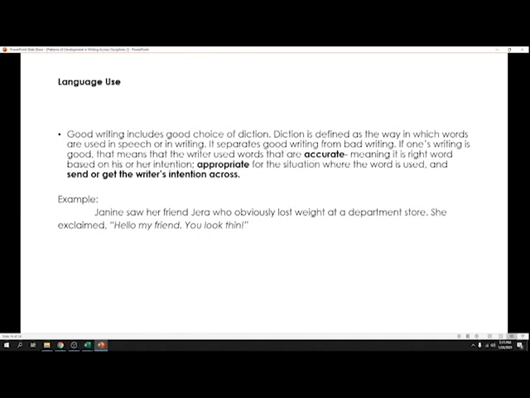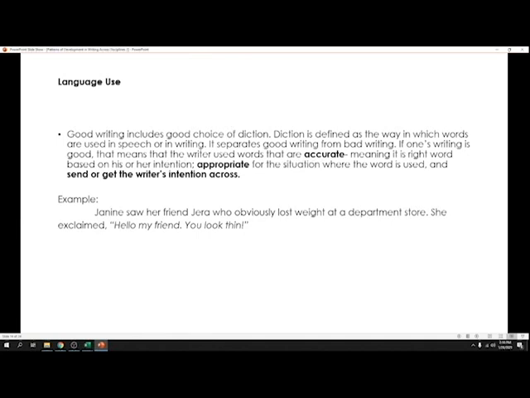For example, Janine saw her friend Jira, who obviously lost weight, at a department store. So she exclaimed, "Hello, my friend, you look thin." Parang ganon. For example, tumataba yung friend mo. Instead na sabihin mo na bumababoy ka, you need to choose the exact word or the exact term para hindi masakit. For example, tumataba nga siya. So, ang gagamitin mo ay medyo magaan sa pandinig, magaan sa feeling.